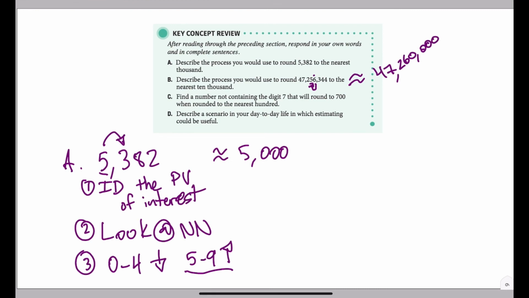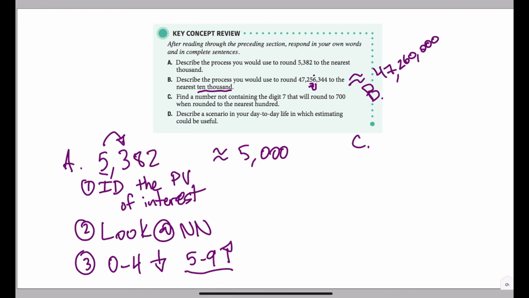Notice I keep everything before the place value of interest. So the 47,200,000 piece, that's not going to change. It's a question of will it be 250,000 or 260,000 since I'm rounding to the nearest 10,000. All right, so that was B. We did that one right on the screen there together.